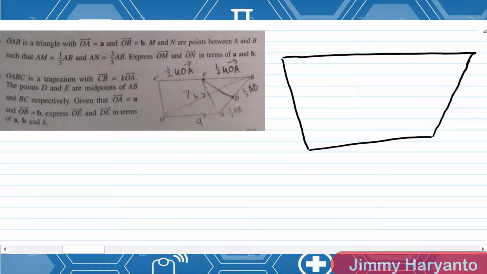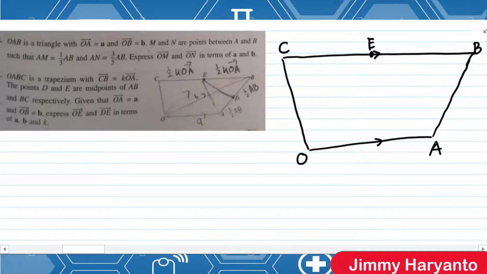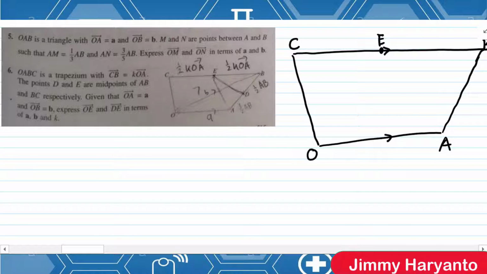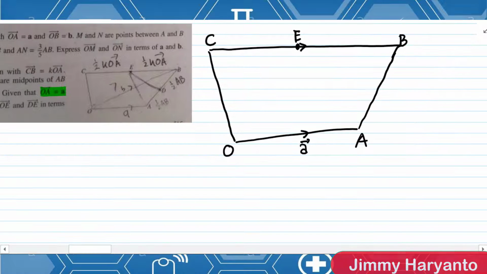Okay, like that. Because it's a trapezium, we already know that the two sides are parallel. So this is A, B, C, and then I have E right here. Let's try to give a name for each of the lines. OA equals A, so I can put A right here, OA, and then OB equals B.